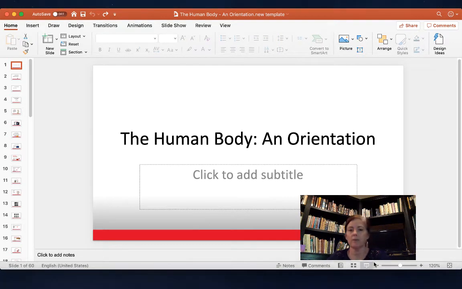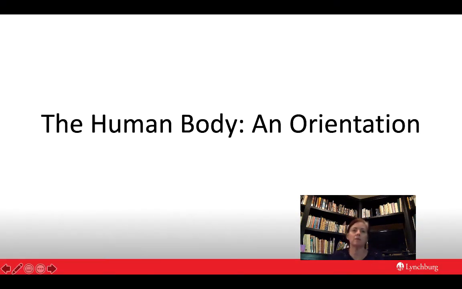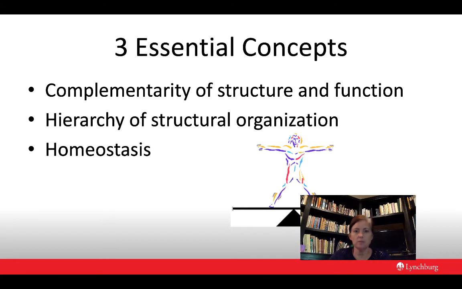Okay, so our first topic is the human body and orientation. This basically provides us an overview of some of the concepts that we're going to be talking about throughout anatomy and physiology. To start with, we pull out basically three very basic concepts, and these are essential to the study of A&P. The first one being this whole idea of complementarity.